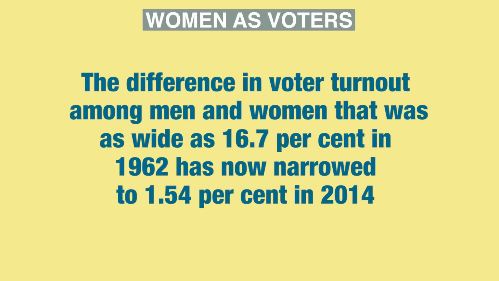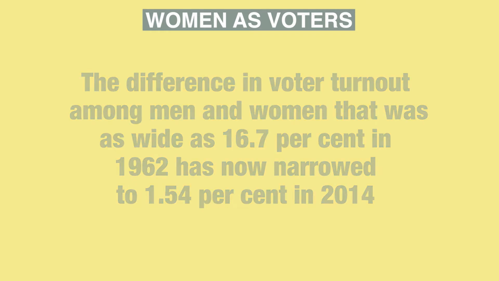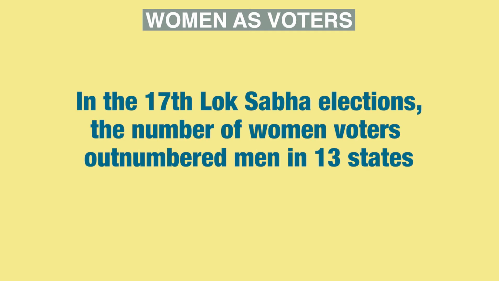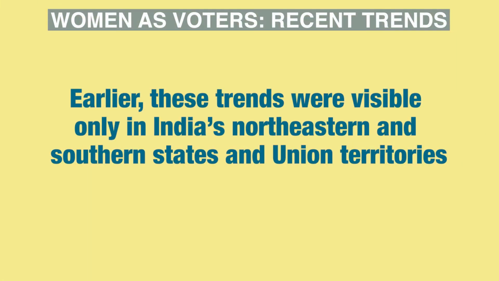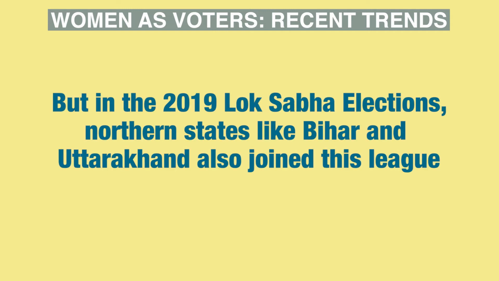The difference in voter turnout among men and women that was as wide as 16.7% in 1952 has now narrowed to 1.54% in 2014. In the 17th Lok Sabha elections held in 2019, the number of women voters outnumbered men in 13 states. This is indeed very interesting. Earlier, these trends were visible only in India's northeastern and southern states and some union territories. But in the 2019 Lok Sabha elections, northern states like Bihar and Uttarakhand also joined the league of more women voters than men.